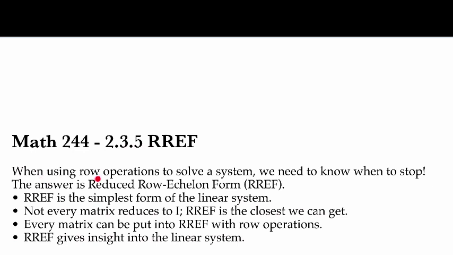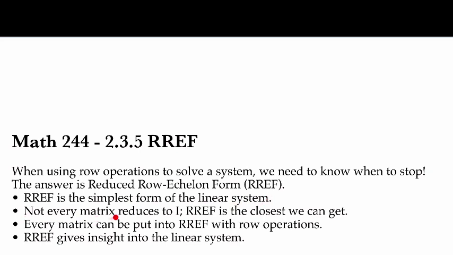When we're using row operations to solve a linear system, we need to know when to stop or what our goal is going to be. The answer is reduced row echelon form, or RREF. Reduced row echelon form is the simplest form of the linear system that can be obtained using row operations.